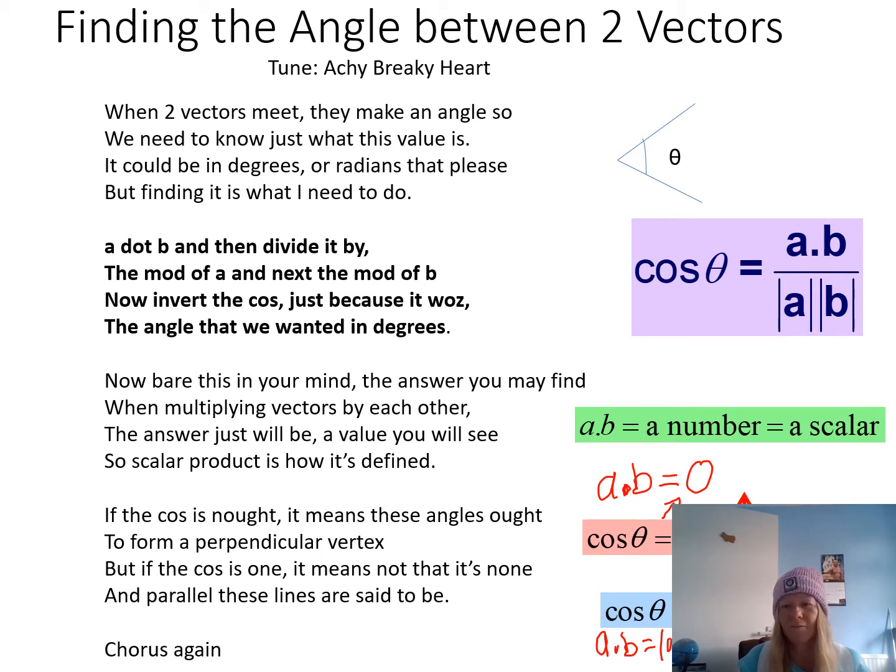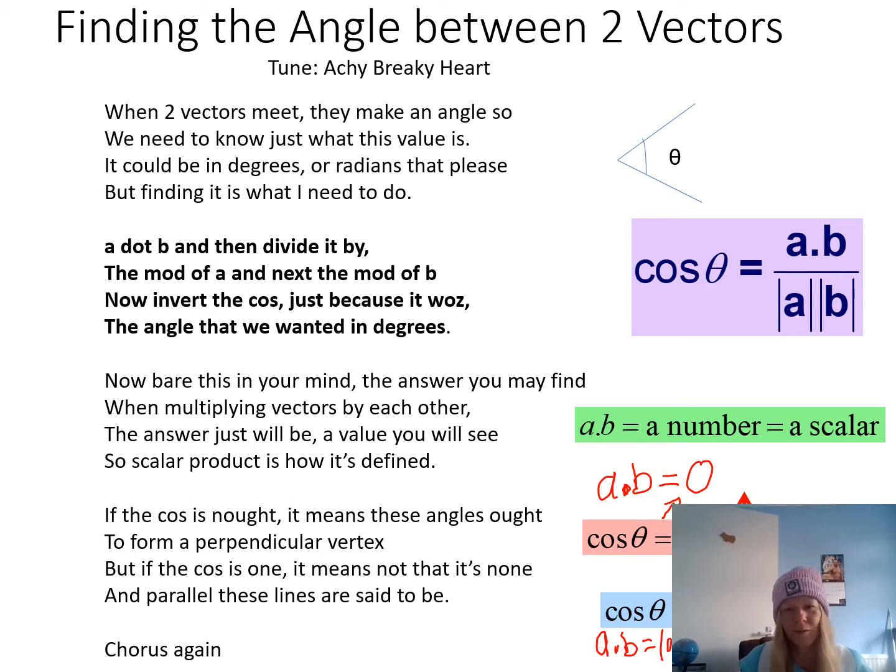It's just singing this formula, A dot B, and then divided by the mod of A and next the mod of B. Now invert the cos just because it was the angle that we wanted in degrees, etc. Anyway, you can listen to the more tuneful or not more tuneful song on YouTube.